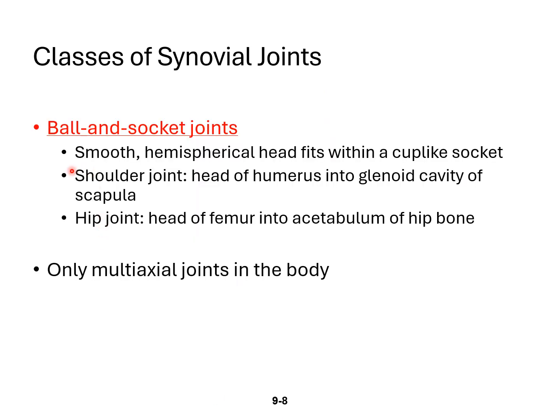Now let's look at each. Ball and socket: the smooth, hemispherical head fits within a cup-like socket. Examples are the shoulder joint and hip joint. The only multi-axial joints in the body are ball and socket. Multi-axial means multiple axes. They can move freely in multiple directions without popping out.